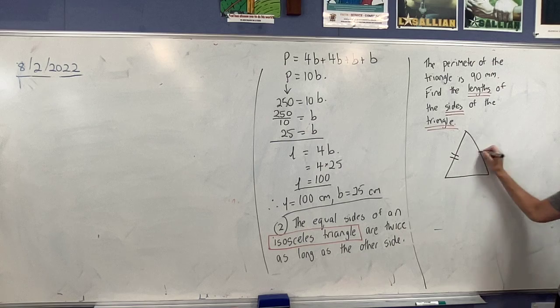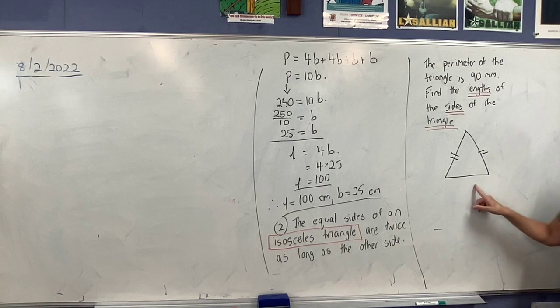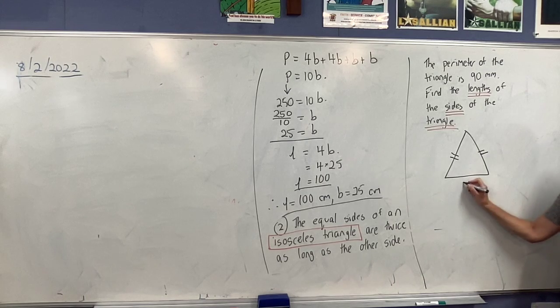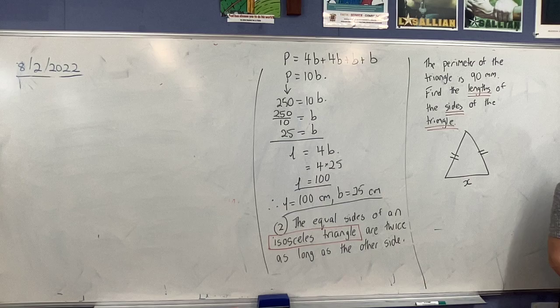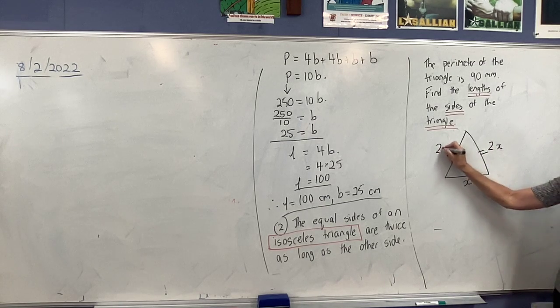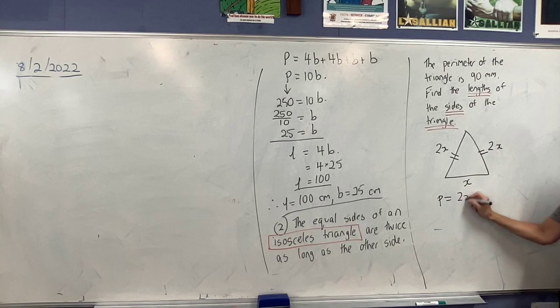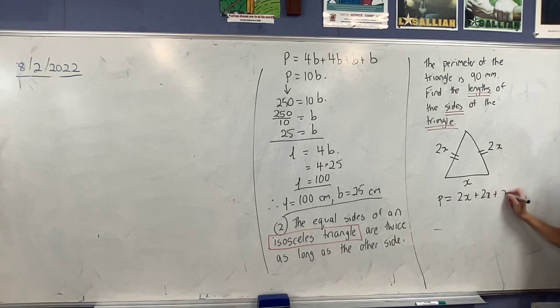It's isosceles. It's got 2 equal sides. And then they told you that the equal sides are twice as long as the other side. So if you call this other side something to start you, these are twice as long, 2 times x. And then they've told you about this perimeter. Start with what you would normally do with a perimeter. Add up all your sides.